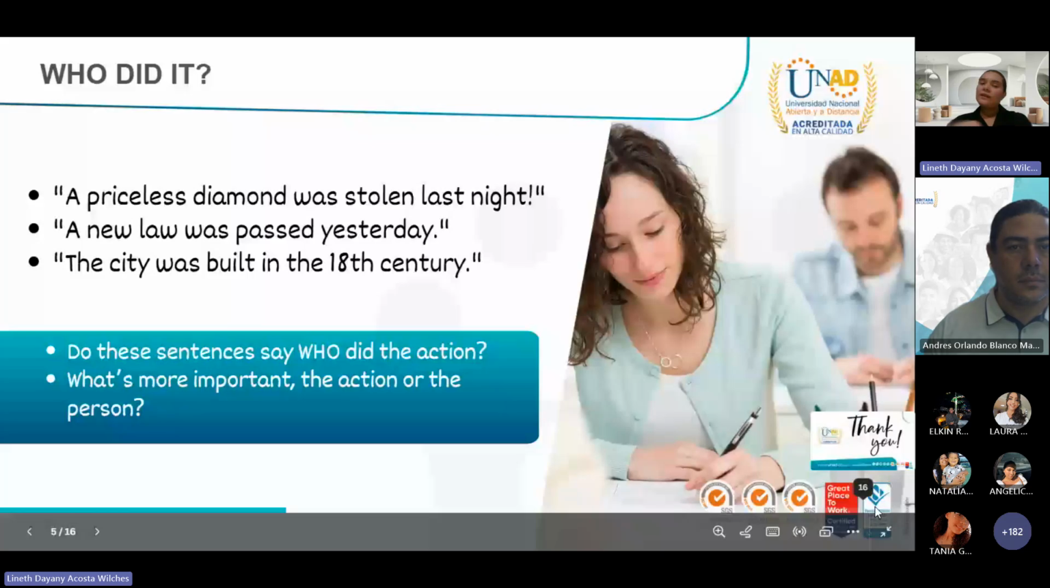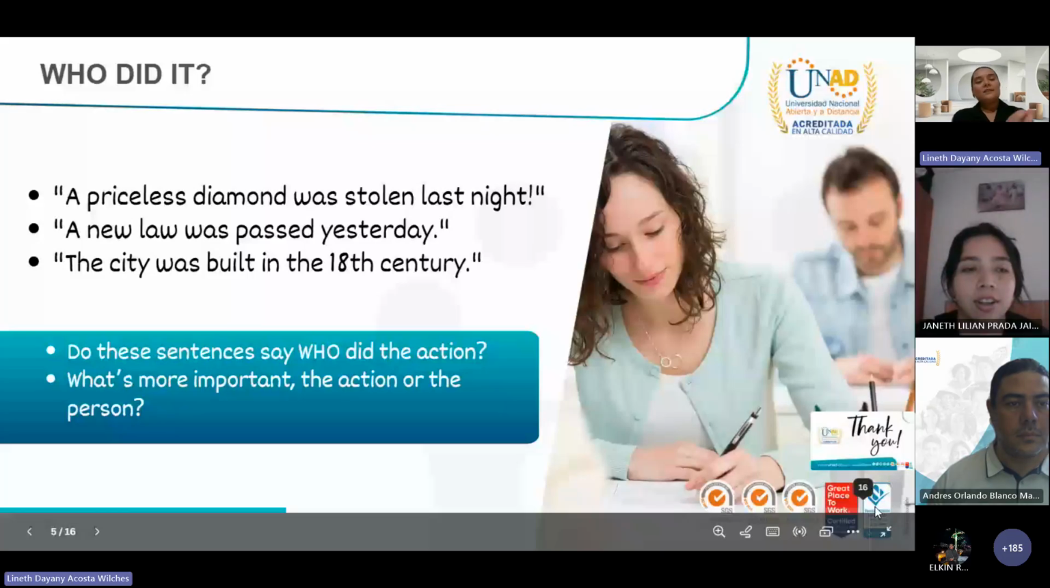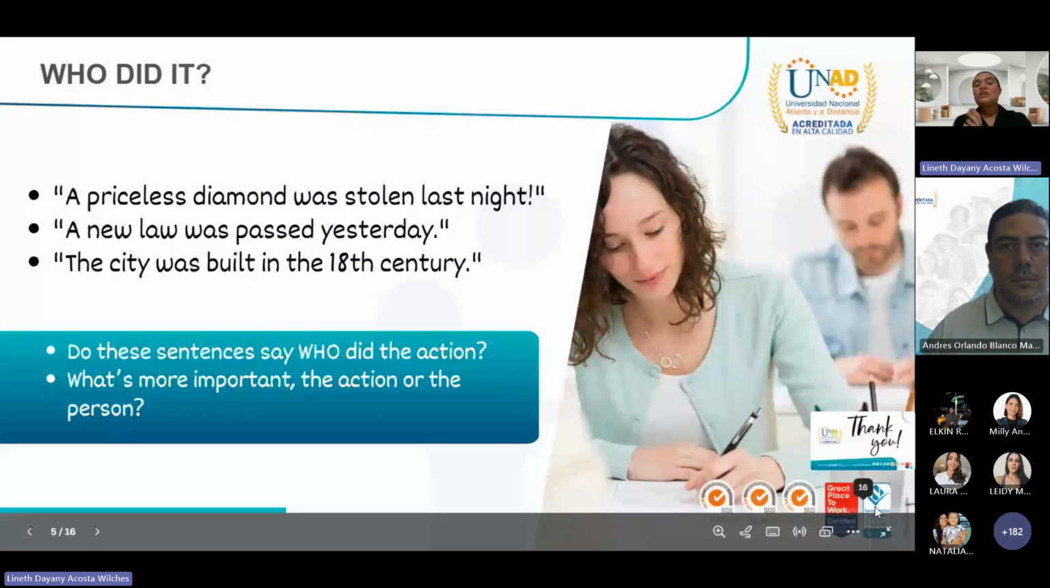It is called, who did it? There are some sentences: A priceless diamond was stolen last night. A new law was passed yesterday. The city was built in the 18th century. Do these sentences say who did the action? What's more important, the action or the person? Who can tell me this?